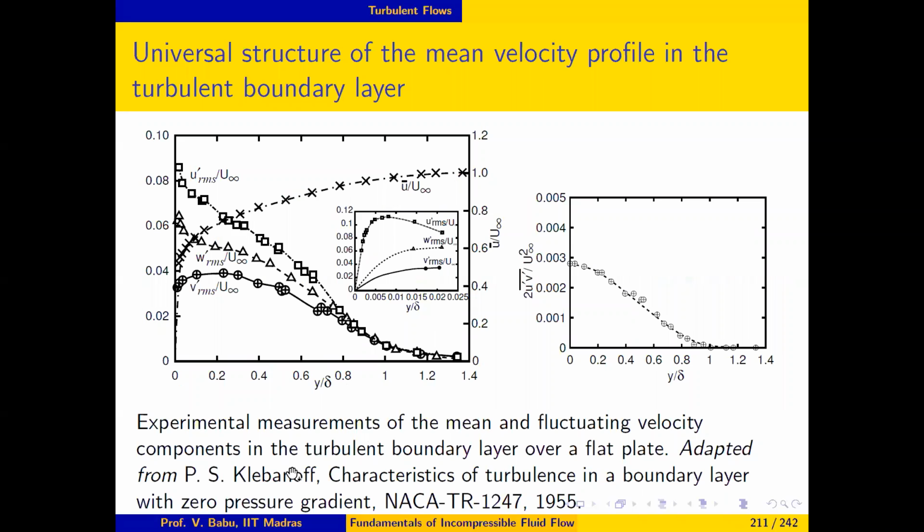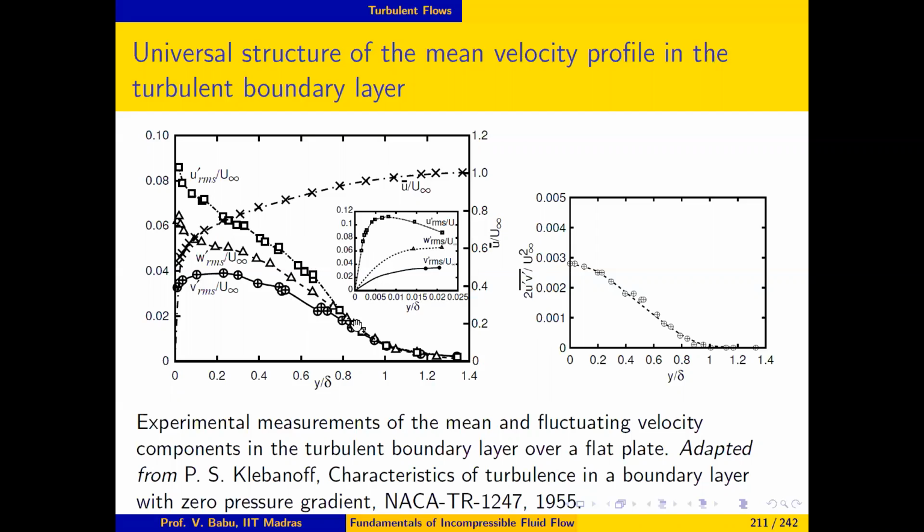Klebanoff, a researcher at NASA, published a landmark paper in 1955 where he reported measurements of the mean component of velocity as well as the fluctuations u prime, v prime, and w prime, and also u prime v prime, in a turbulent boundary layer over a flat plate with zero pressure gradient. So basically, he had measured these quantities. What was measured in the experiment was the three components of velocity and the product u v.